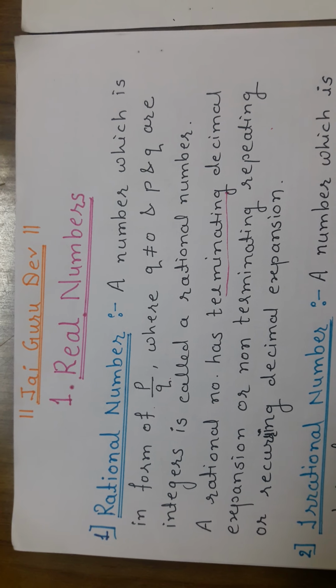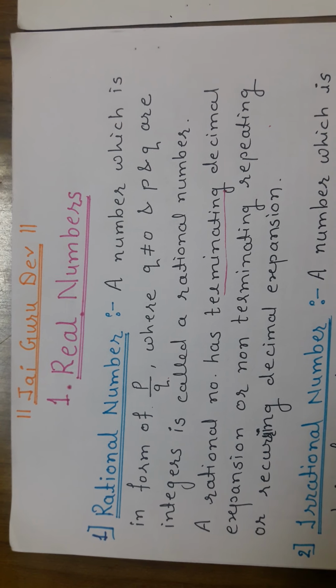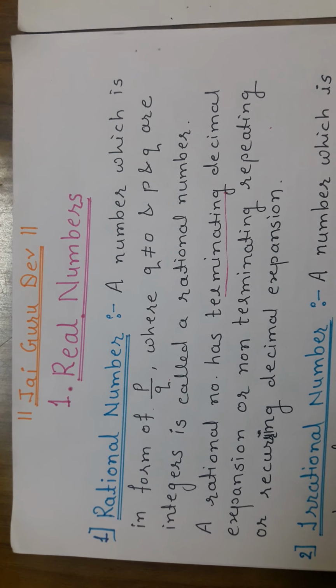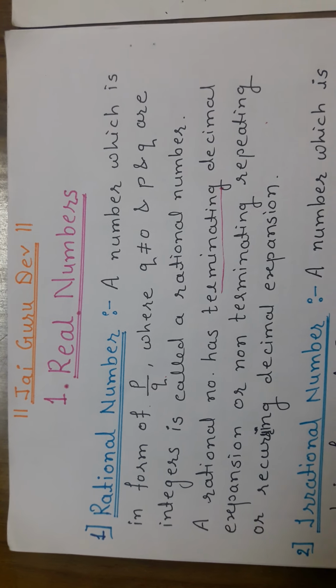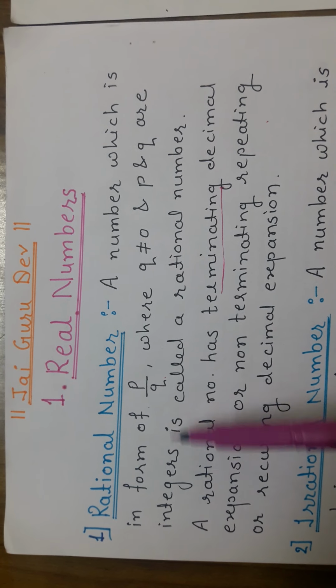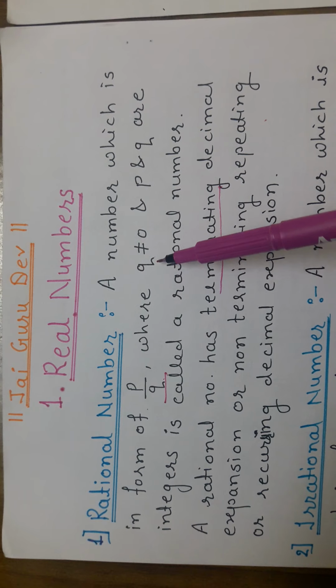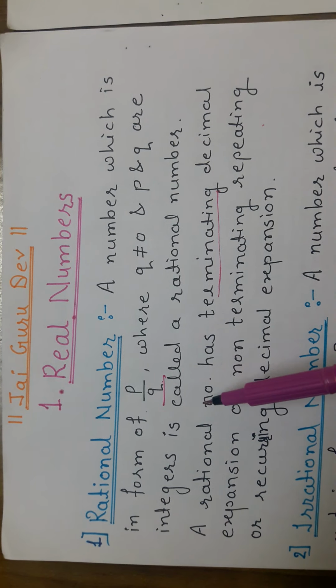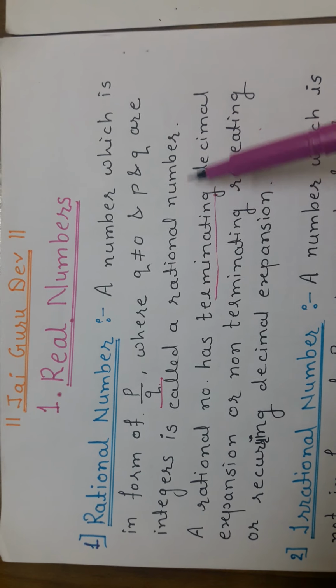Now we will start first lesson, real numbers. Already you have studied the following definitions in class 9th standard. First, rational number. A real number which is in the form of p by q, where q is not equal to 0 and p and q are integers, is called a rational number.